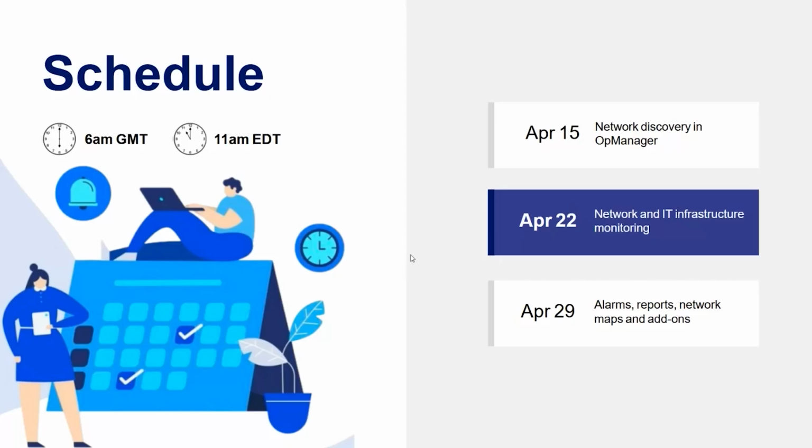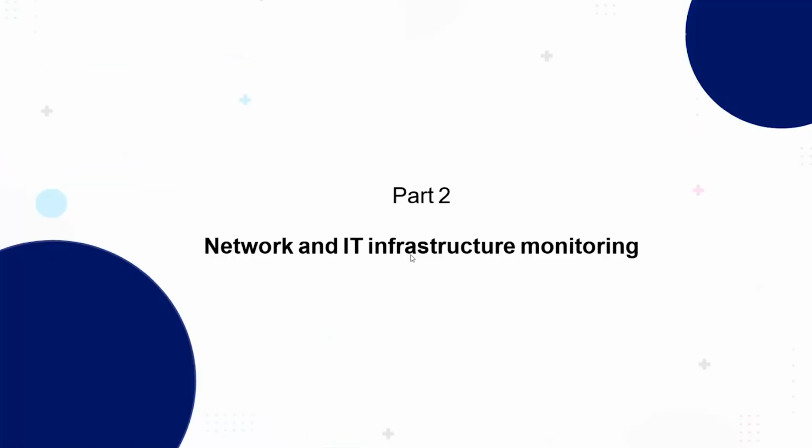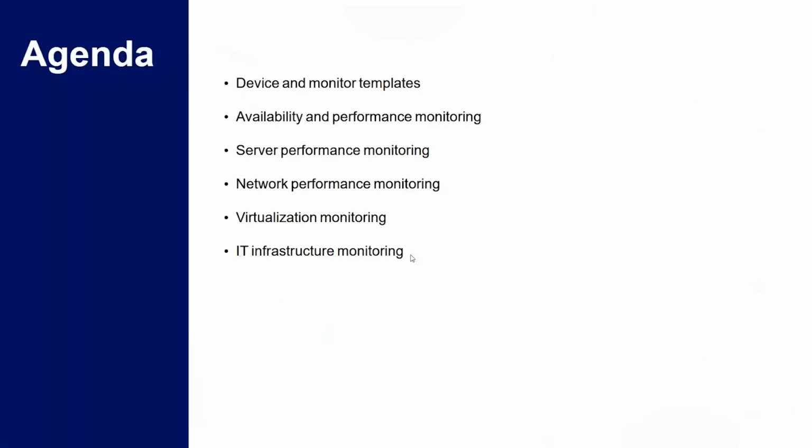So without any further wait, let's get into part 2, that is network and IT infrastructure monitoring. So this would be today's agenda. We'll start off by explaining how device and monitor templates work in OpManager. Then we'll move on to monitoring features that can be applied for each monitored device, that is your availability and performance monitoring. And then we'll move on to server performance monitoring. Then we will also speak about network performance monitoring, virtualization monitoring, and at the end, we'll end with IT infrastructure monitoring.